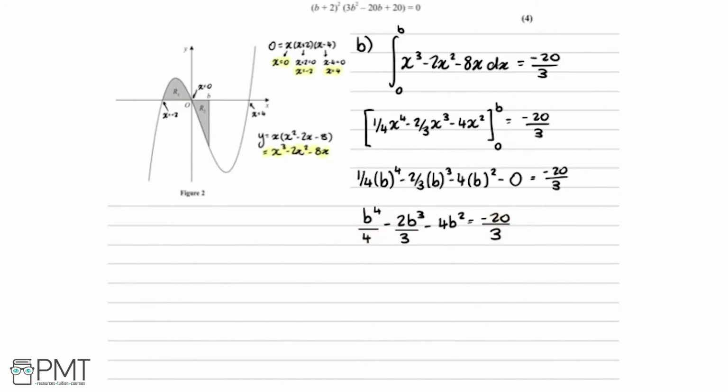And I don't really like that because that's quite hard to work with. So we're going to try and get rid of that. So first thing I'm going to do is I'm going to times both sides by 3. And that's going to get rid of these fractions here.